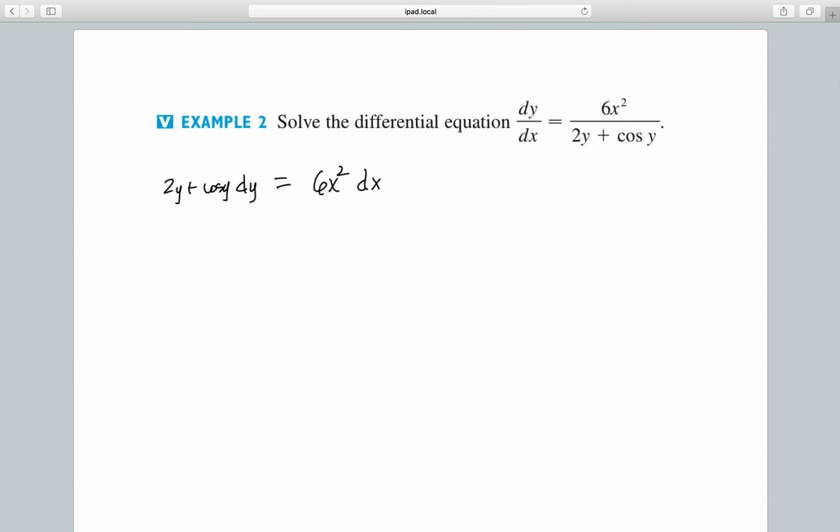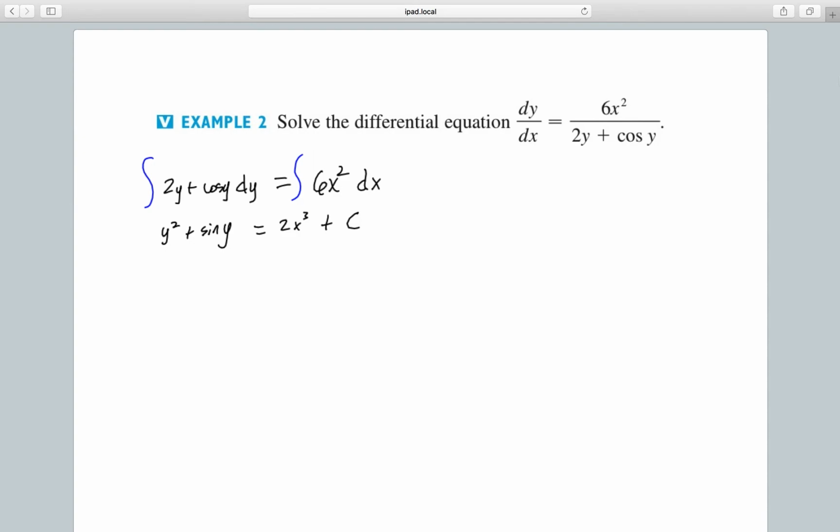So let's integrate on the right and the left. Now on the left, what are we going to end up with? Y squared plus sine y equals, on the right, power rule, add 1, so 6x cubed over 3 is 2x cubed. And again, I don't want to forget to add my constant to one side.